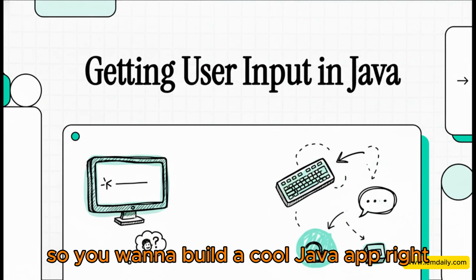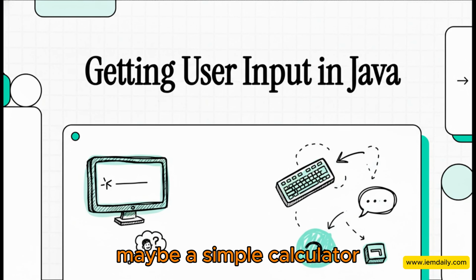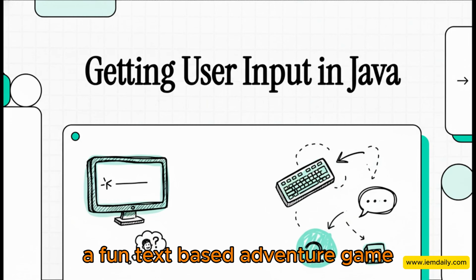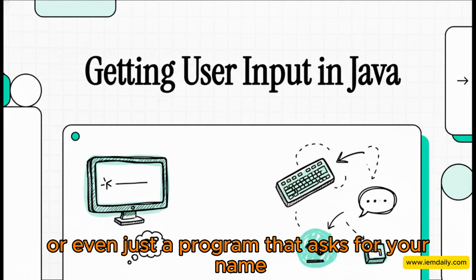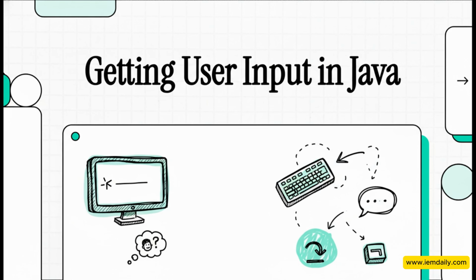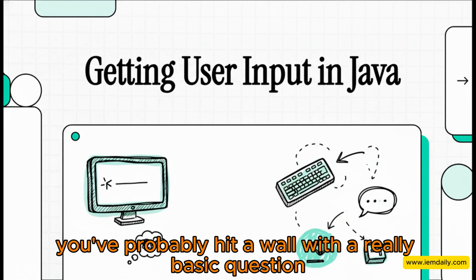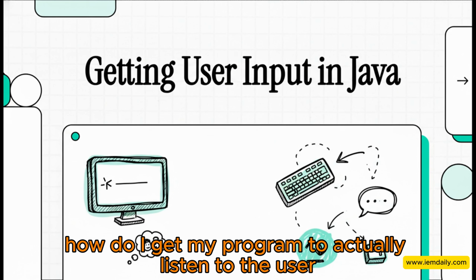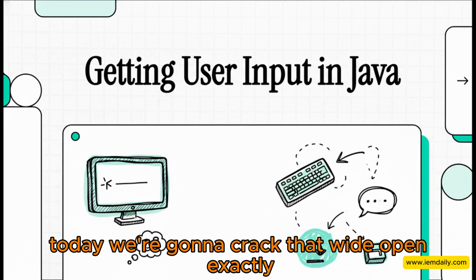So you want to build a cool Java app, right? Maybe a simple calculator, a fun text-based adventure game, or even just a program that asks for your name. Well, you've probably hit a wall with the really basic question. How do I get my program to actually listen to the user? Today, we're going to crack that wide open.